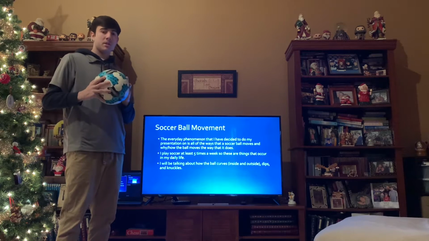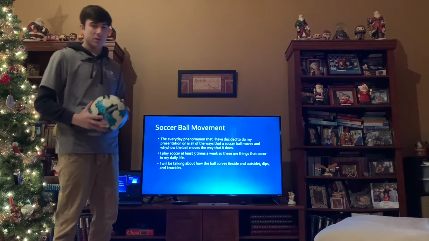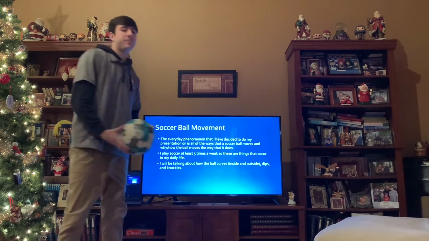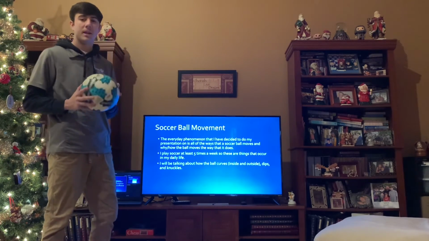So today I'll be talking about 4 different types of movement when hitting a soccer ball. We'll be talking about curve, both with the inside and outside of your foot. We'll be talking about making a soccer ball dip, and we'll be talking about a knuckleball.